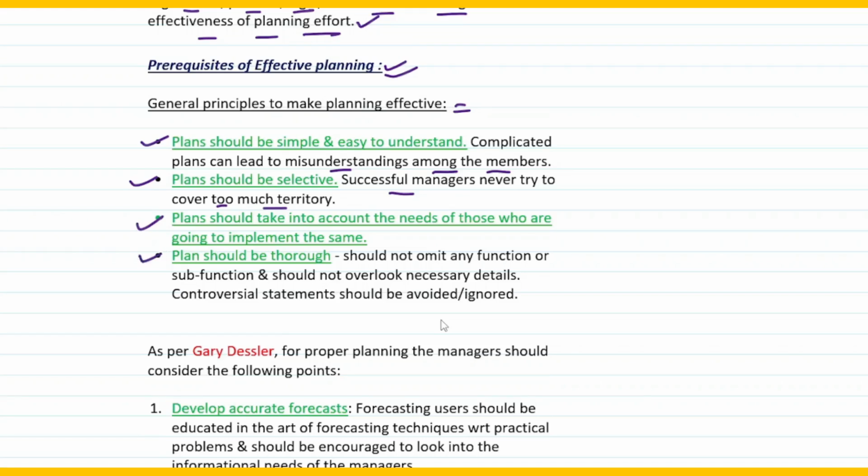And finally, the plan should be thorough. Why? Because it should not omit any function or sub-function and should not overlook necessary details. So it should be thorough in nature. It should be very well detailed and explained, because if it is not thorough, then the plan will not turn out to be an effective one. The controversial statement should be avoided or ignored. There should be no controversy involved as far as the plans are concerned. Controversial means what? Which can lead to some kind of difference of opinion or debates, right? There should be no fights because of the plans. So such kind of statement should be avoided or ignored.